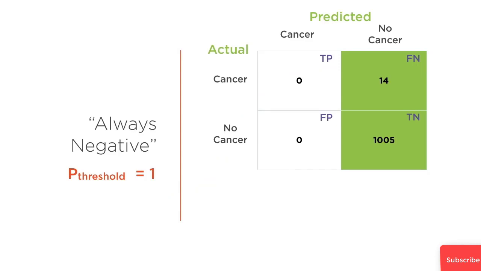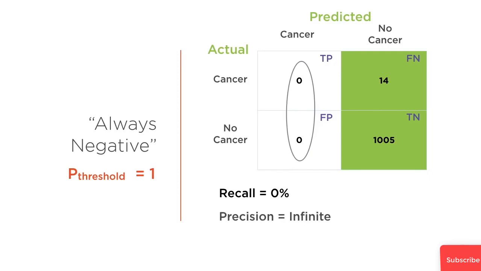Let's now consider a classifier at the other extreme. This is an always negative classifier. This classifier has P threshold equal to 1. It always flags no cancer. As you might imagine, the metrics of such a classifier are likely to be skewed in a different direction. This classifier will have a recall of 0%. It will not categorize or find any cancer patients. On the other hand, the precision of this classifier is infinite. This classifier is way too conservative.